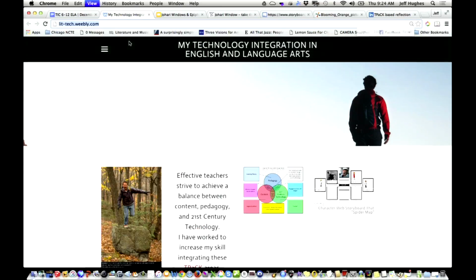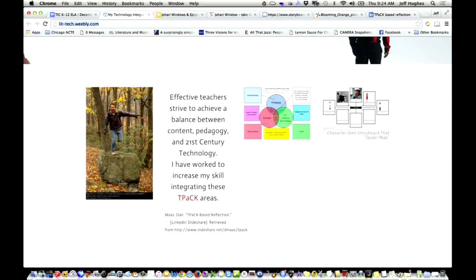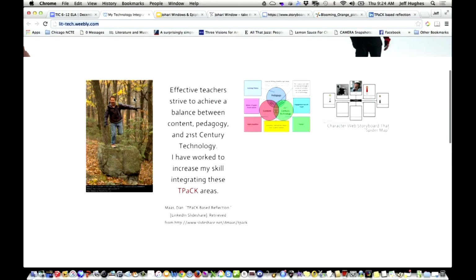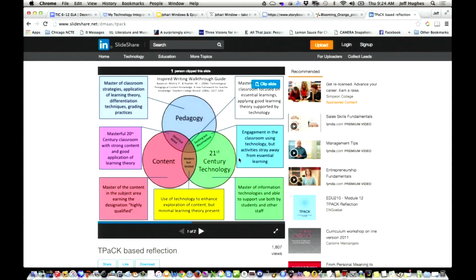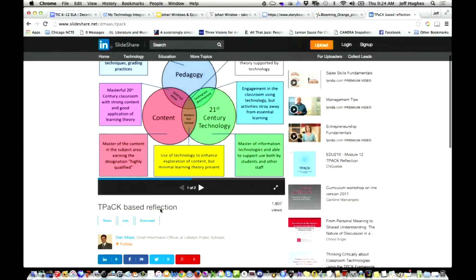Here's a bit of a roadmap today. I believe that effective teachers strive to find a balance between content, pedagogy, and 21st century technology. And I have worked to increase my skill in each of these TPACK areas. There's a graphic here that's a little bit small, so I'll go ahead and go to the original source. This is a LinkedIn slideshow created by Dan Moss.